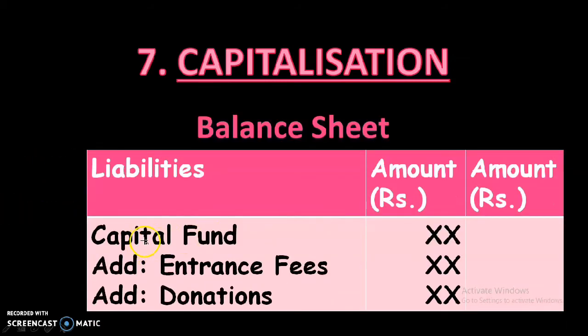So what do we do? We have capital fund on the liability side, the amount of capital fund. We add entrance fees, we add donations to the amount of capital fund. So capital fund, add entrance fees, add donations. This is how we give an effect for capitalization of any incomes as required in the question.